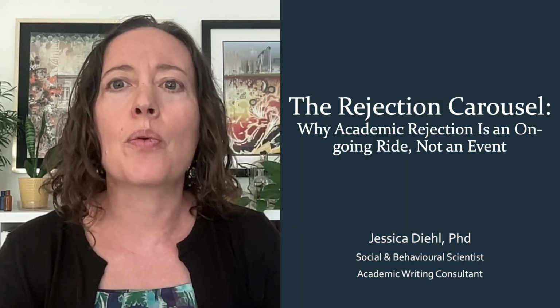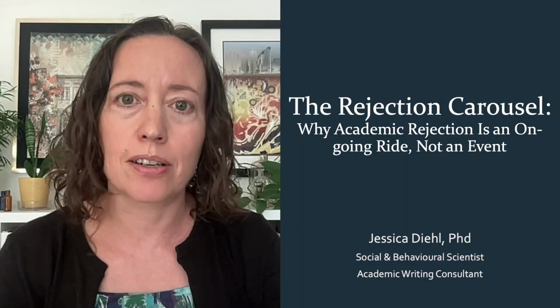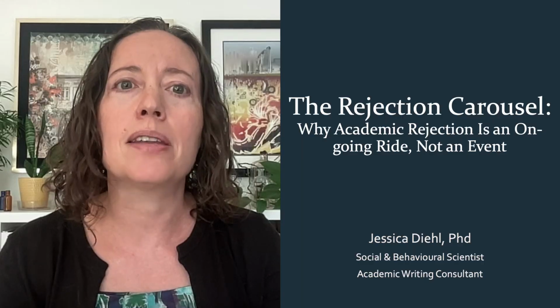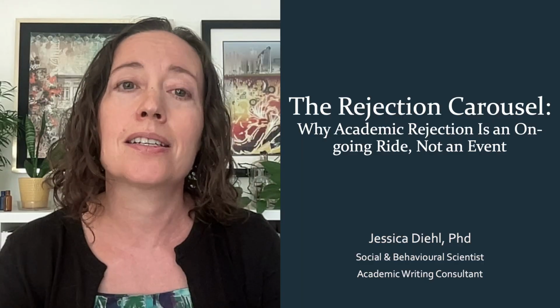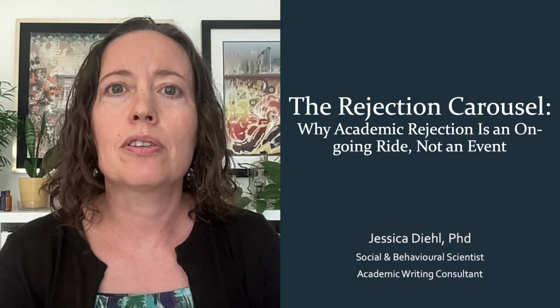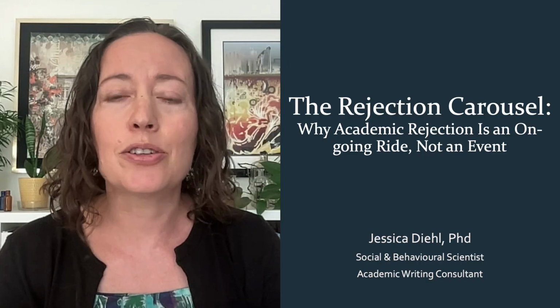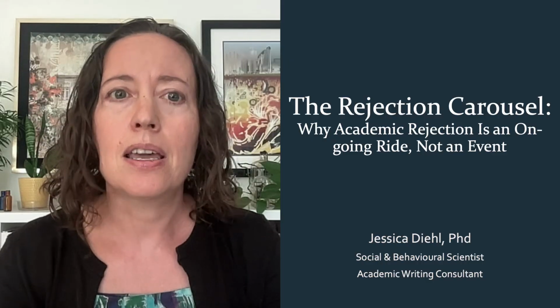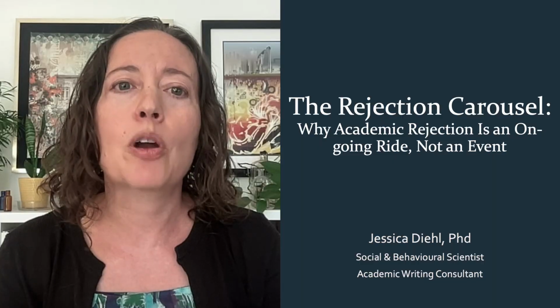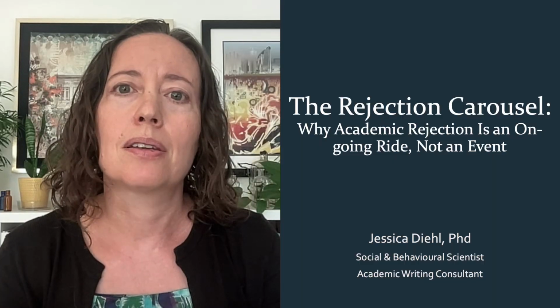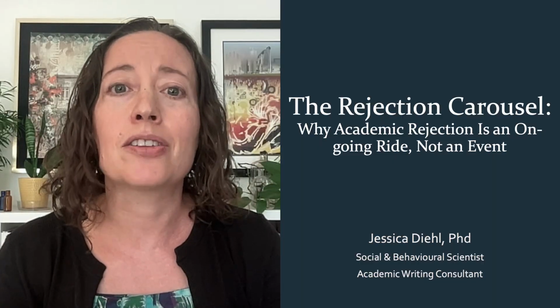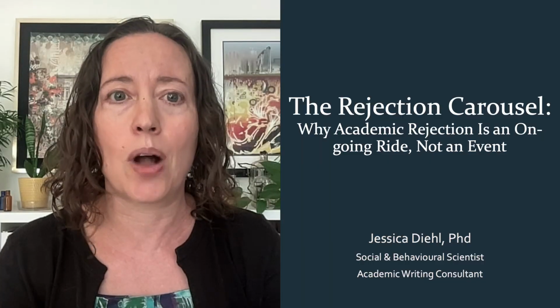Today I'm going to talk about what I like to call the rejection carousel. In this video, I'll name 6 distinct types of academic rejection: personal, physical, expensive, invisible, institutional, and by design. Each one is real, each one requires a different response. Until you can see all of them clearly, it's hard to navigate any of them well.